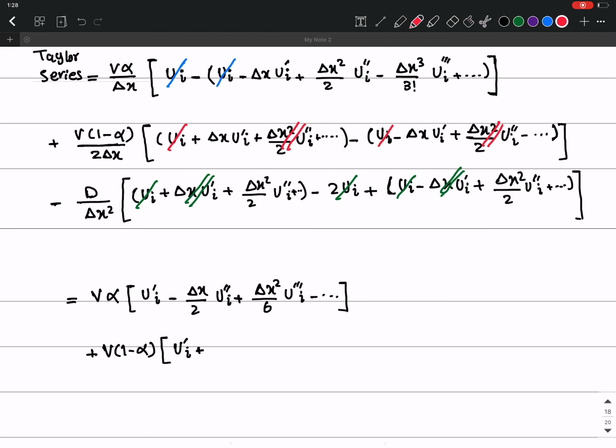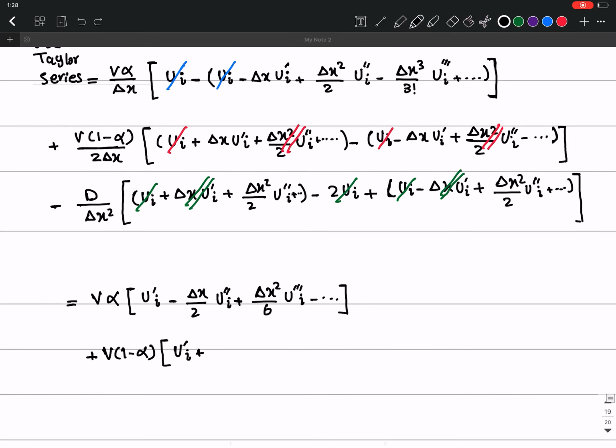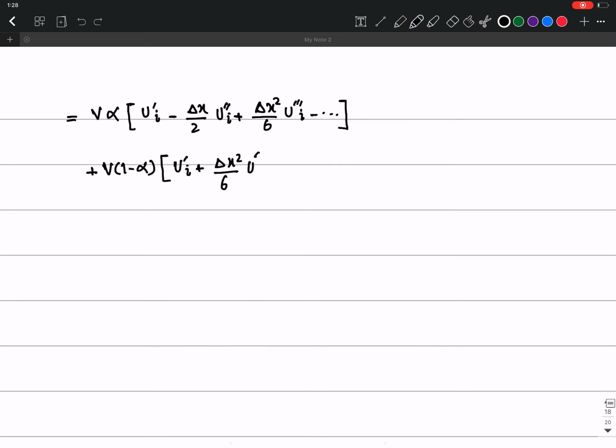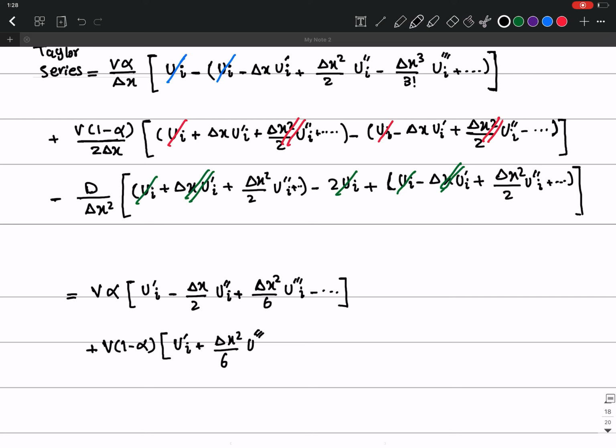Okay, and then the third term is going to remain, which is delta x squared over 6 u triple prime, which I haven't written, but if you write it, you will get u triple prime. And then the fourth term is going to be delta x to power 4 over 5 factorial, u 5 I, plus other terms, right?